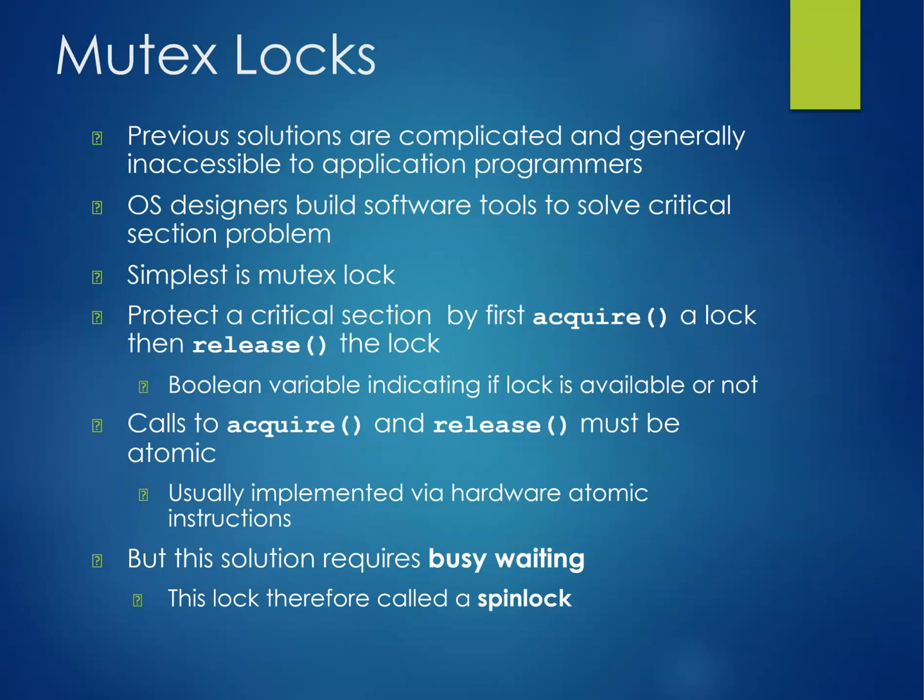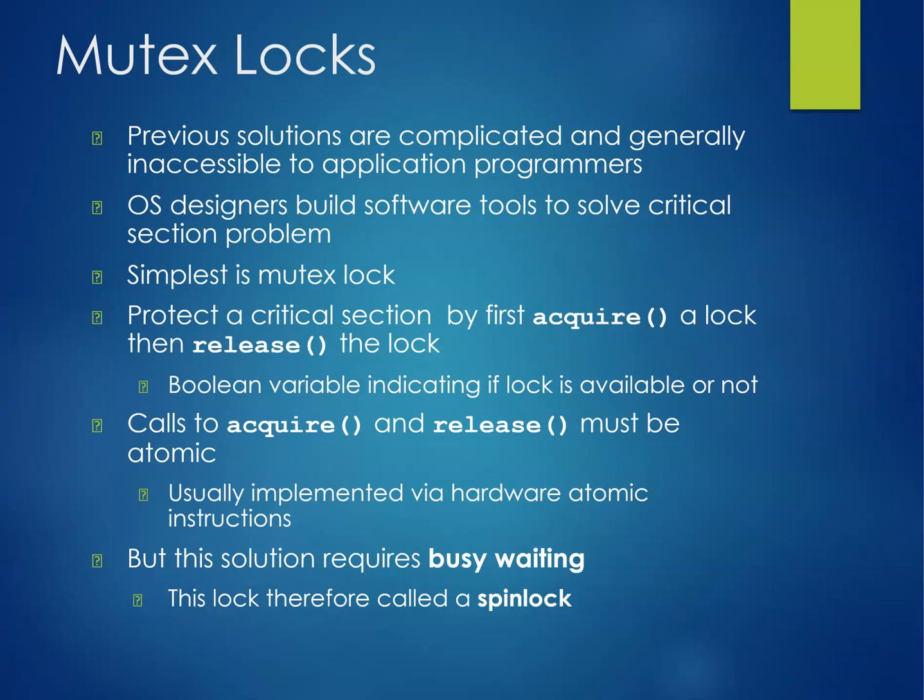The previous solutions are complicated and generally not accessible to application programmers. OS designers build software tools to solve the critical section problem. The simplest is a mutex lock. It protects a critical section by first acquiring a lock and then releasing the lock. You call acquire and release, or lock and unlock.